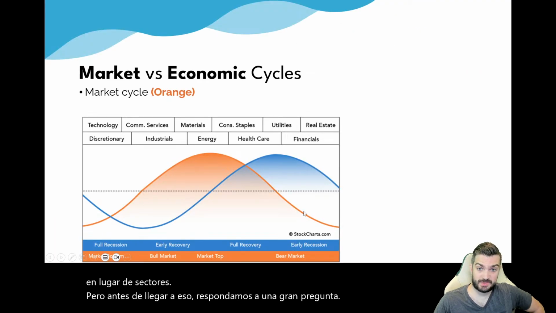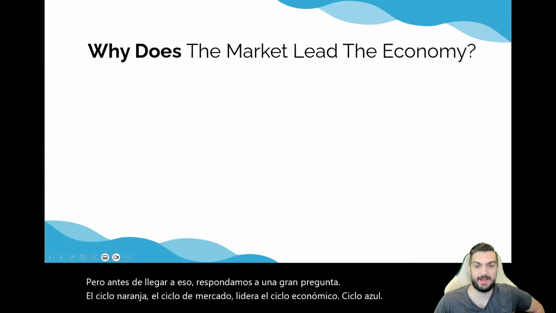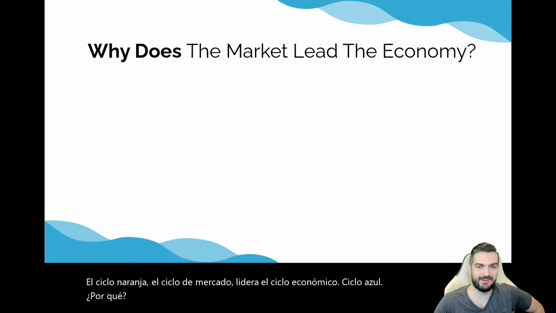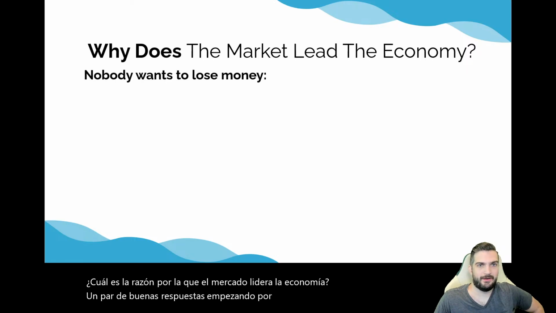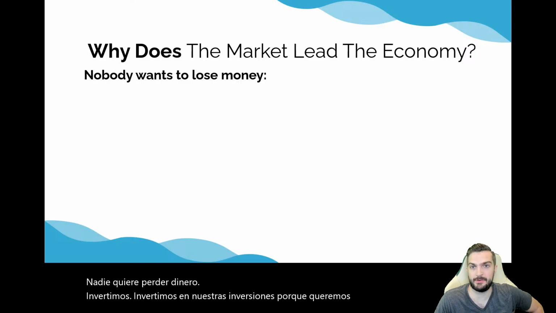The orange cycle, the market cycle, leads the economic cycle, the blue cycle. Why? What is the reason that the market leads the economy? A couple of good answers. Starting off with the most obvious one, no one wants to lose money. We invest in our investments because we want to make money. We want to grow our value over time.